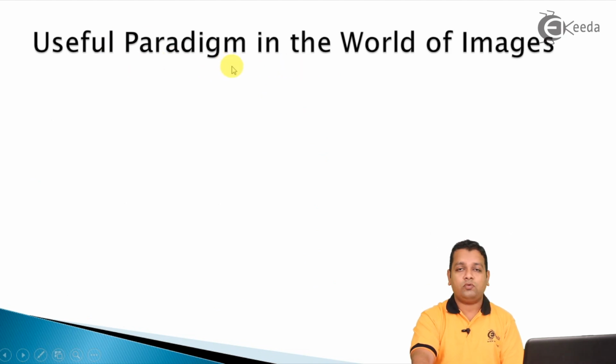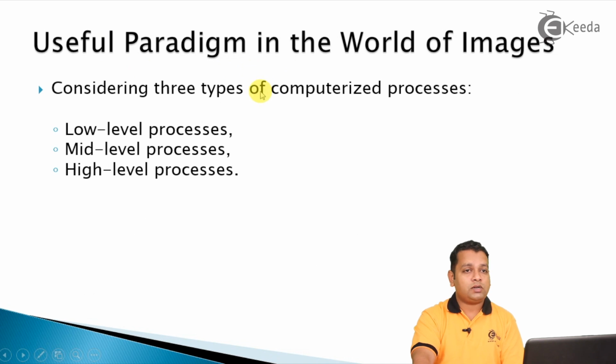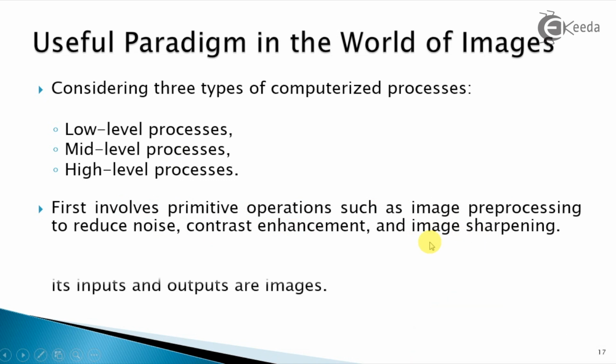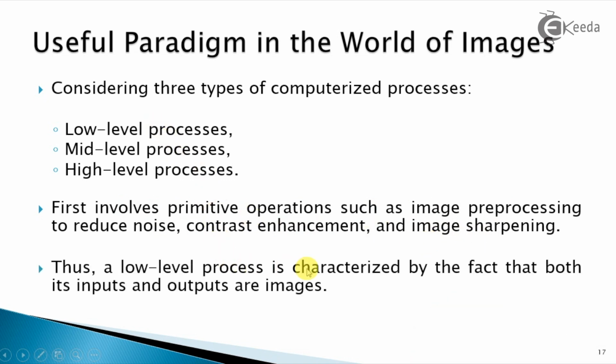So, a useful paradigm in the world of images: we can consider three types of computerized processes, the low level processes, mid level processes, and finally the high level processes. Talking about the first, the low level process, this involves primitive operations such as image pre-processing to reduce the noise, contrast enhancement, and image sharpening. Further, this low level process is characterized by the fact that both the inputs and outputs are images. So this is exactly the low level process.